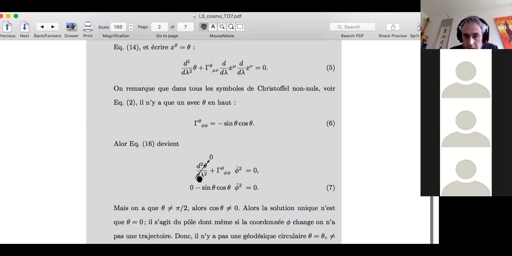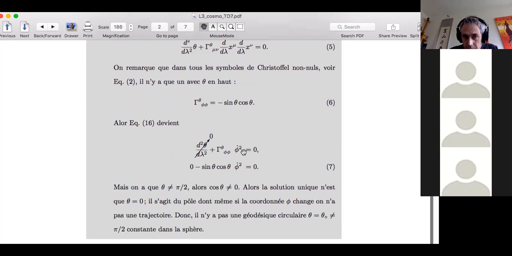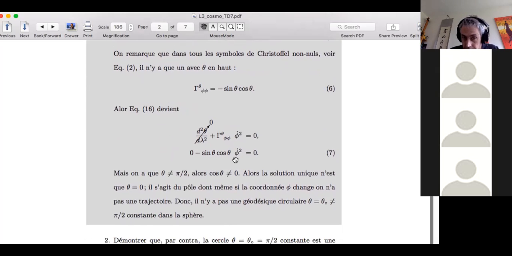And then, let's see, theta was constant. So d theta d lambda is 0, and so the second derivative is also 0. So we have 0 for this term, plus this one particular term times phi dot squared, which has to equal 0. Now it becomes important that we said phi dot was non-zero. And then we have some non-zero term times this thing.